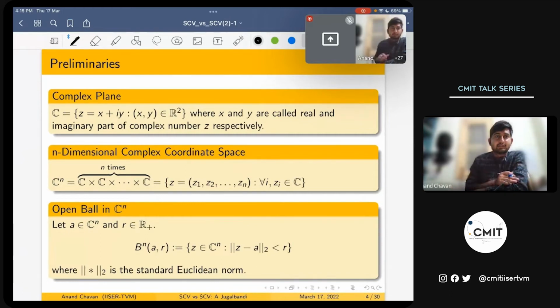So let's define it once more. Let a be a point in Cn and r be a radius. Then B_n(a, r) is defined as the set of all points in complex space such that the Euclidean norm of z minus a is less than r.